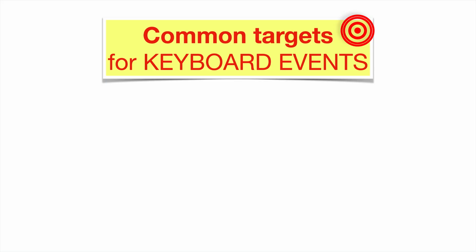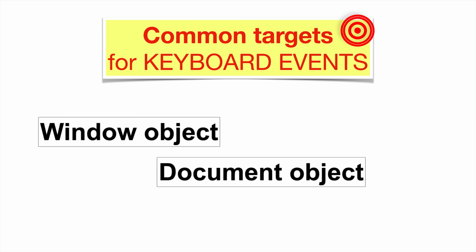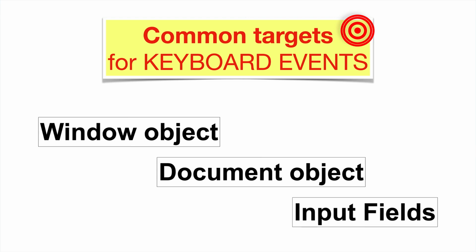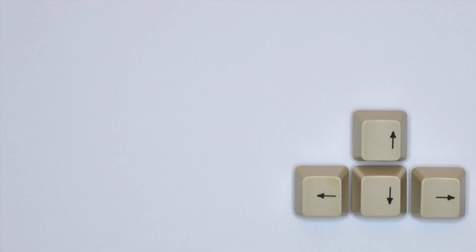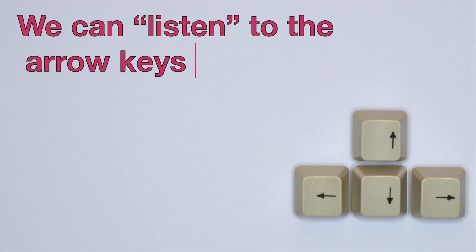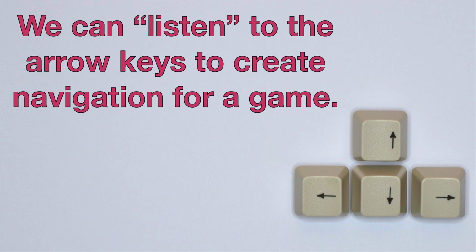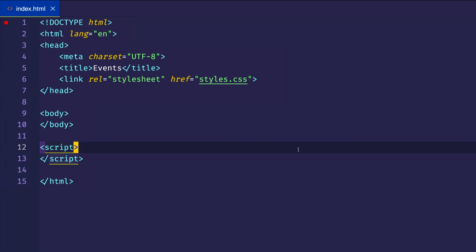keys got pressed. Now, two common elements to use keyboard events on are the window or document objects, and in various input fields as well. But in this video, we'll focus on listening to keyboard events on the window or document objects. We'll be looking at input fields in greater detail later on. So why might we want to listen to keyboard events anyway? Well, a common use case for listening to keyboard events on the document or window might be when we want to respond to the arrow keys on the keyboard, like when we're creating a game, to create some navigation keys. Let's go ahead and try setting up some of these keyboard events.